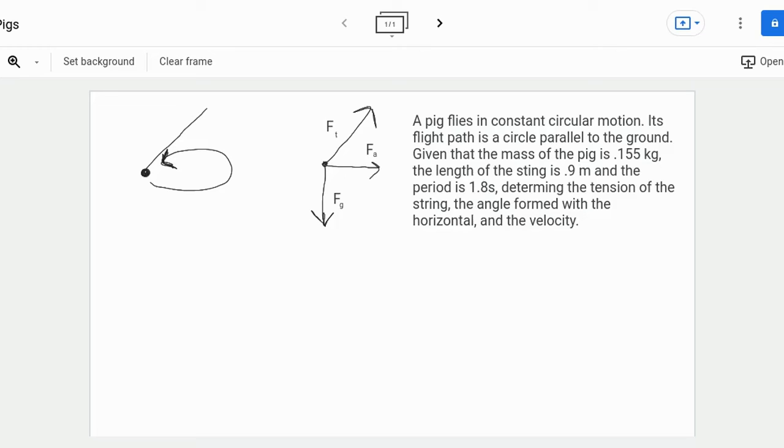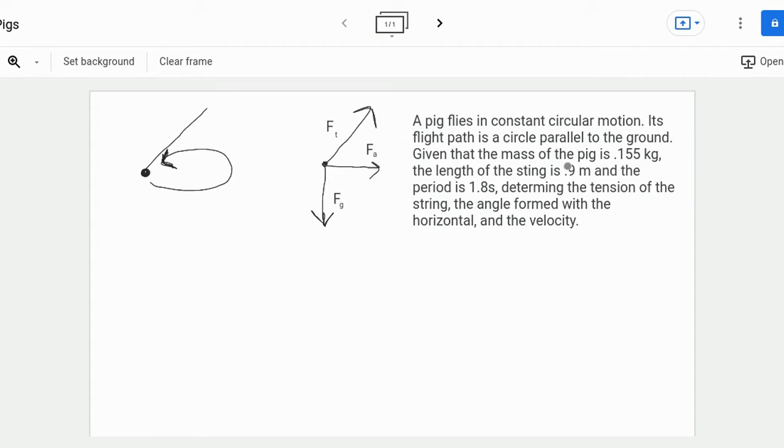Alright, hello guys. Today we're going to be looking at a variation of a rather famous physics problem about a flying pig. What we have given here is that a pig flies in constant circular motion. Its flight path is a circle parallel to the ground, and those are important things to think about because it will shape how we go about this problem.